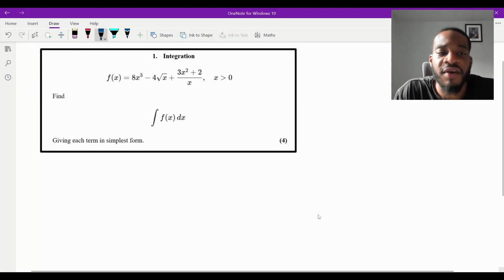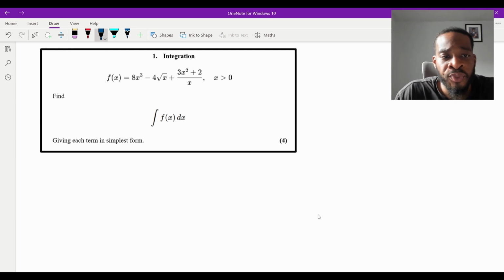Okay, so question 1 says f of x is equal to ax cubed minus 4 root x plus 3x squared plus 2, all over x, where x is greater than 0. Find the integral of f of x dx, giving each term in its simplest form. This is a 4 marker.